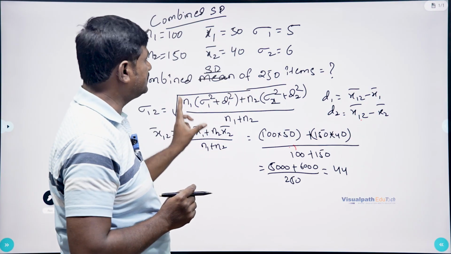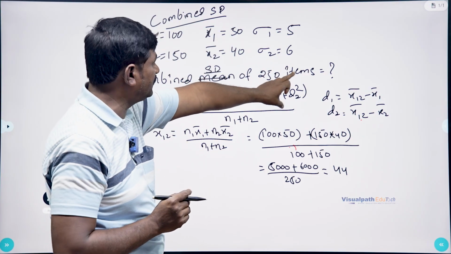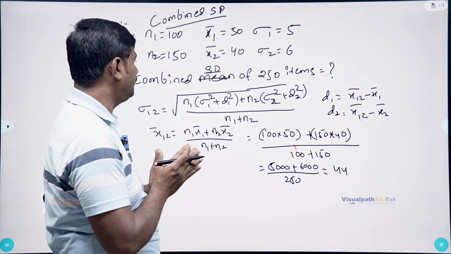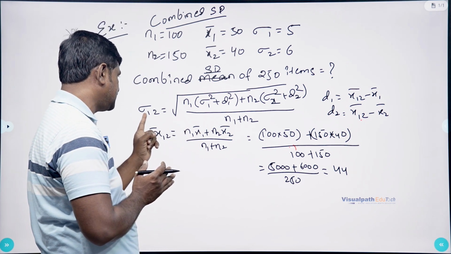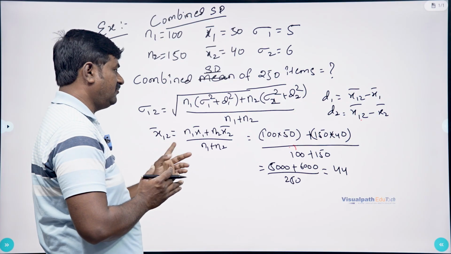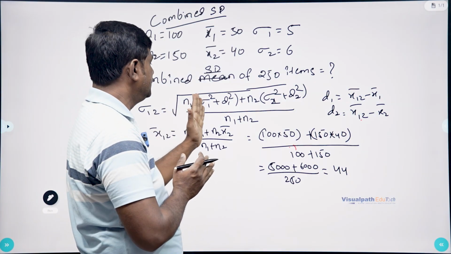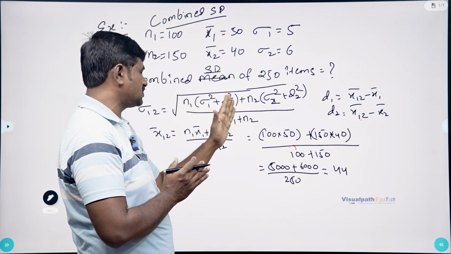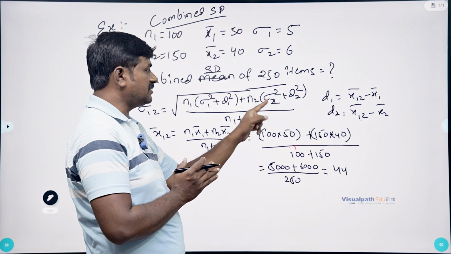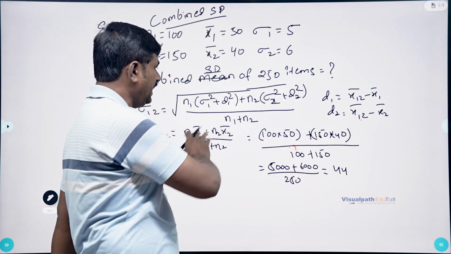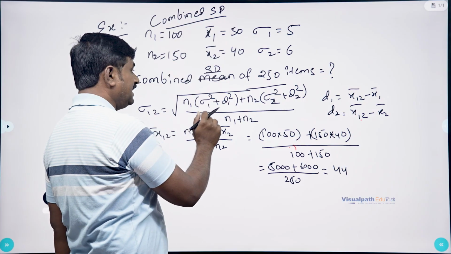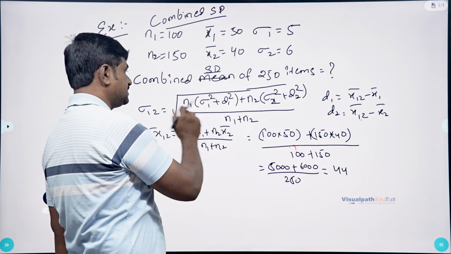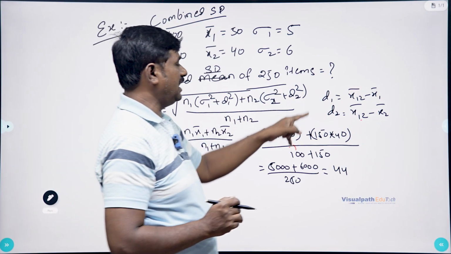To calculate the combined standard deviation of 250 items, first we have the formula. The combined standard deviation sigma 12 is equal to the square root of n1 (sigma 1 square plus d1 square) plus n2 (sigma 2 square plus d2 square), divided by n1 plus n2. We already discussed this problem.